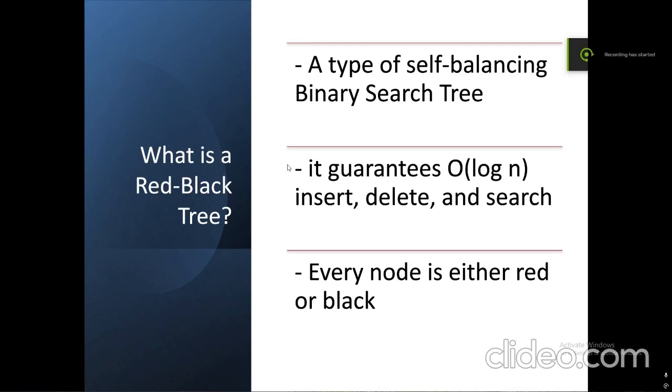So what exactly is a red black tree, you might ask? Well, a red black tree is a type of binary search tree that's able to automatically keep itself balanced. This means that for insert, delete, and search, it'll always take O(log n) time, even in the worst case.